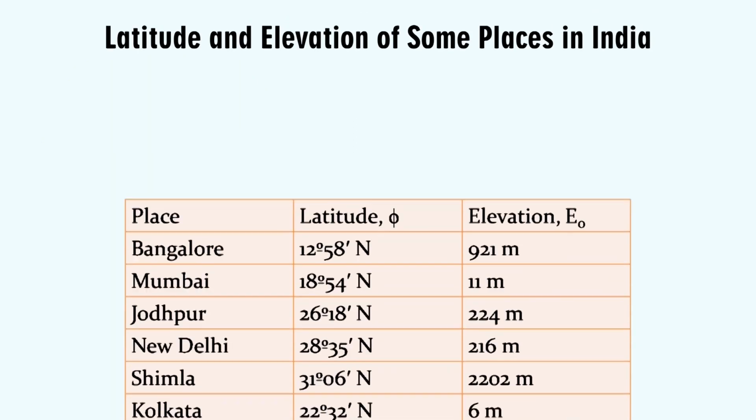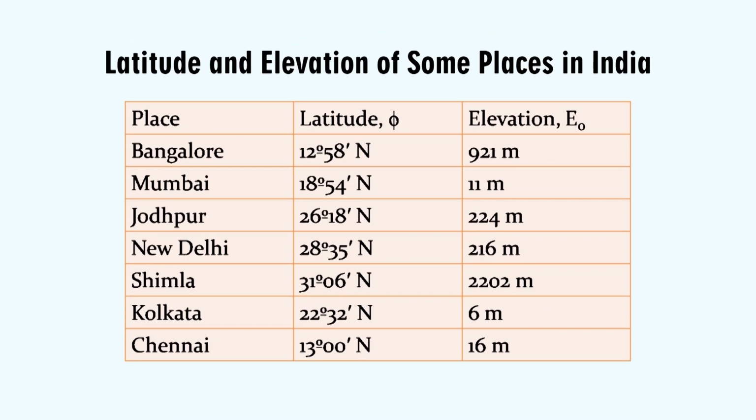In this table you can see the latitude and elevation of some places in India, like Bangalore, Mumbai, Jodhpur, New Delhi, Shimla and Chennai. Suppose you are going to experiment for a particular city, like New Delhi. You just have to remember what the latitude and the elevation are. This table will be very useful when you calculate some parameters. So you just have to remember this formula, or you can note it in your notebook.